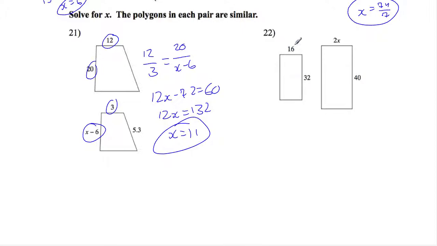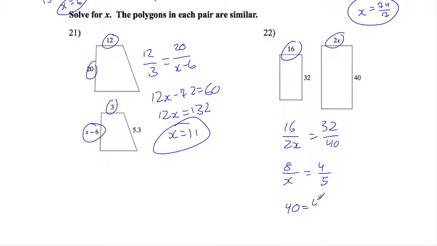And for the next one, again, 16 to 2x equals 32 to 40. I can clean up this fraction. I didn't in the last one, but here I can. So 8 over x, reducing this by 2, and reducing this by 8 gives me 4 over 5. So I get 40 is equal to 4x. So x equals 10. Okay.